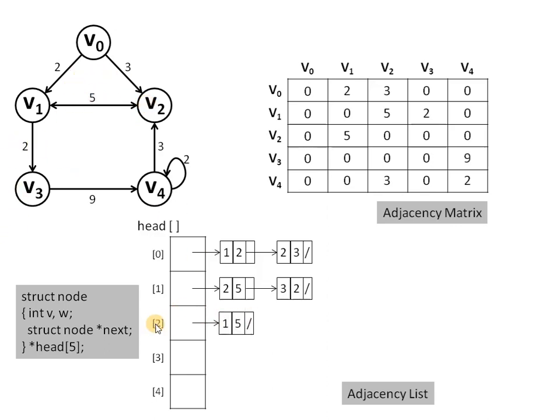Then vertex 2, it is connected only to single vertex, that is V1 via weight 5, and then 3, it is connected to vertex V4 weight value 9 and V4, it is connected to itself. So we have 4, 2 and it is also connected to vertex 2 with a weight value of 3. So this is all about the representations which are used to store graphs in computer's memory.